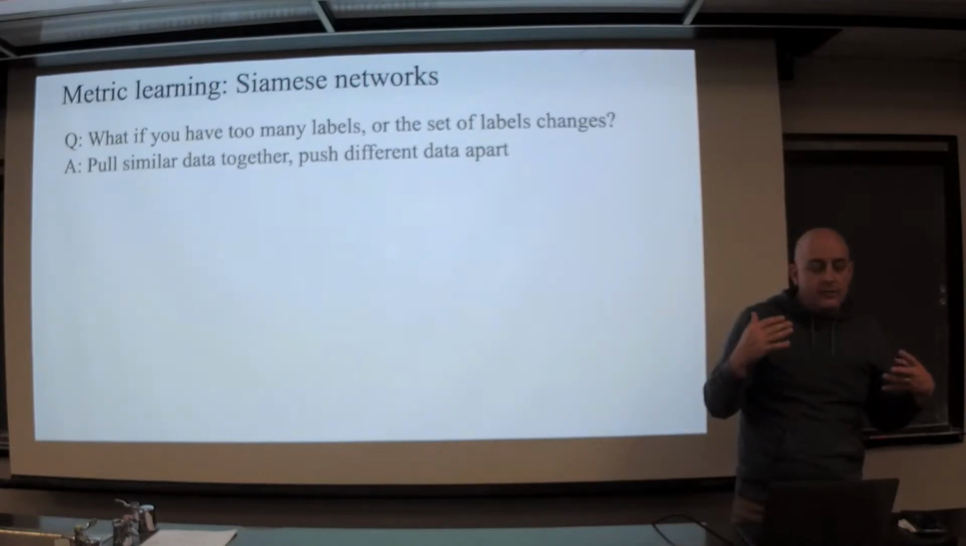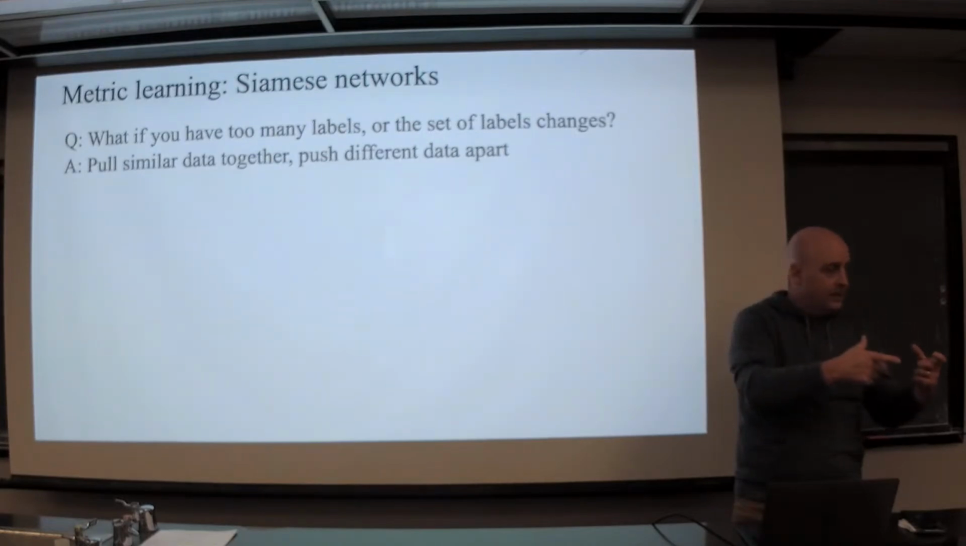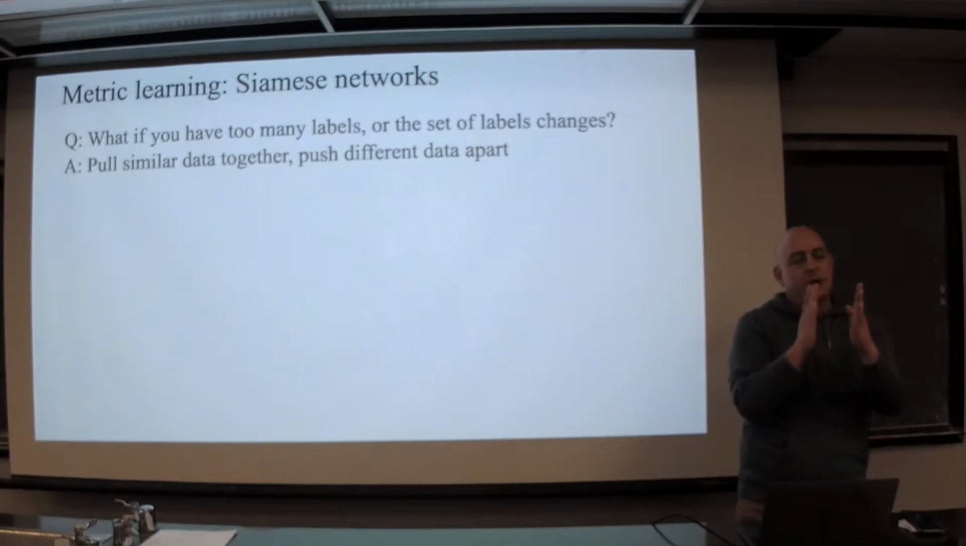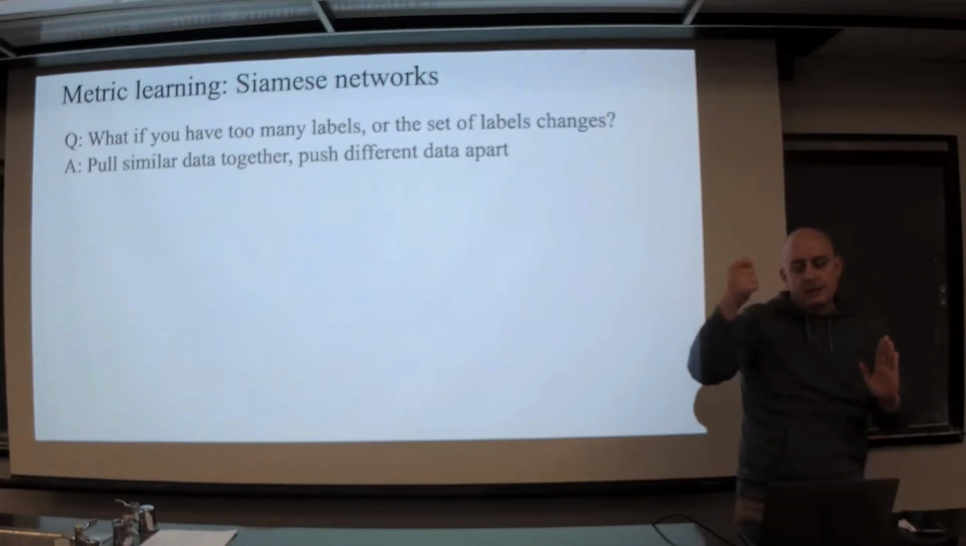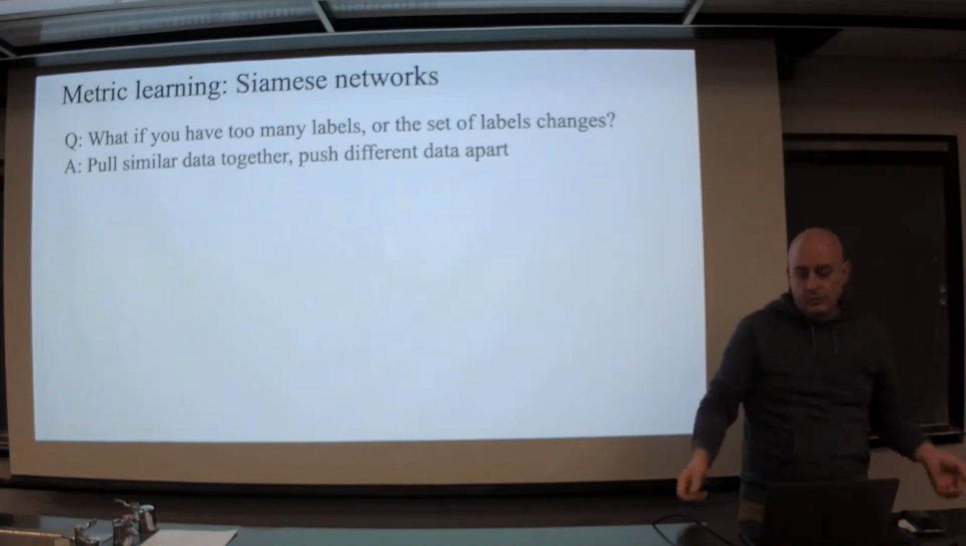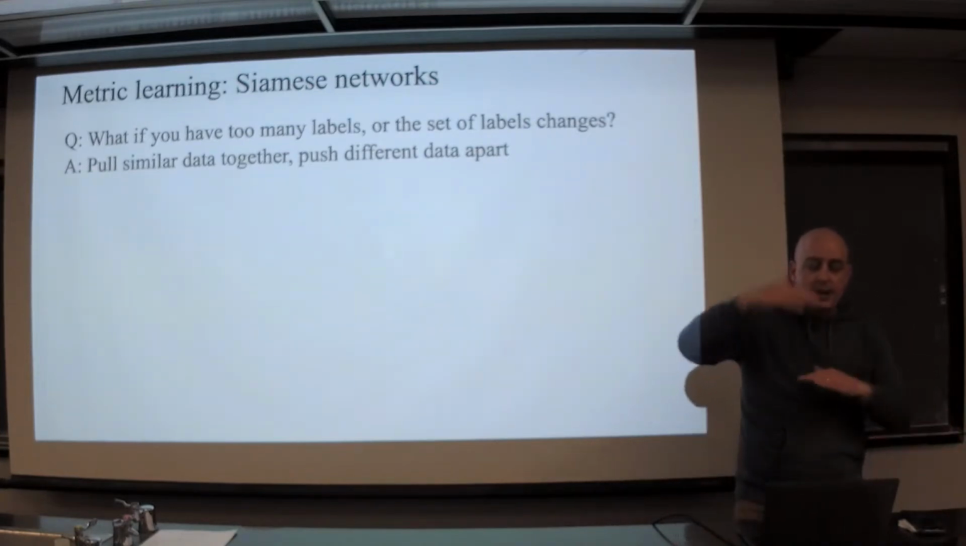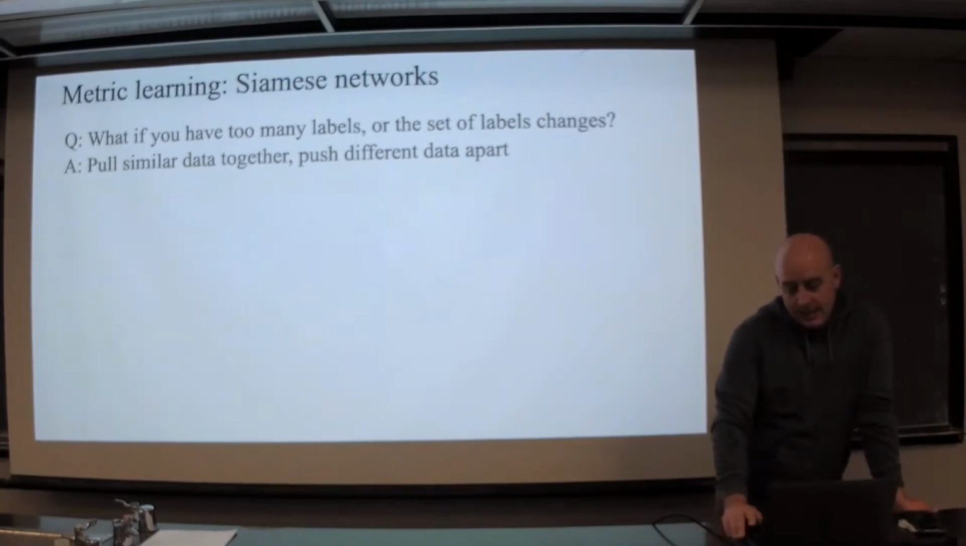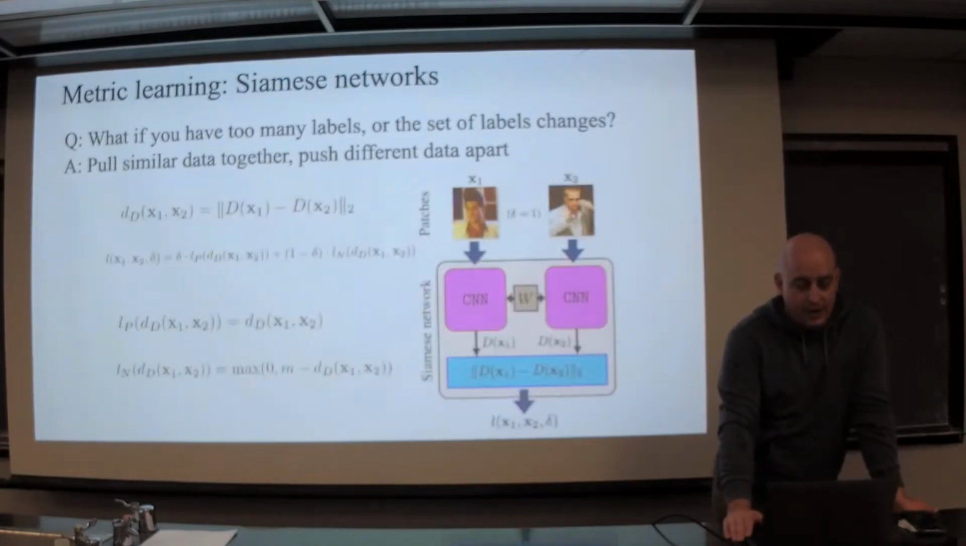So can we do the same kind of thing, but without setting this up as a classification problem, or a problem where we're using cross entropy to maximize the likelihood of the correct class score? And the answer is yes, and that's what metric learning is all about.